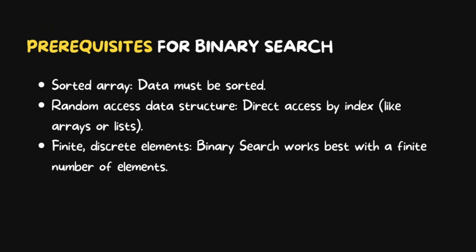So binary search is powerful, but it comes with a few requirements. The first one is a sorted array. The data must be sorted, otherwise binary search won't work. The second one is a random access structure. It works best with arrays or lists where elements can be accessed directly by index.